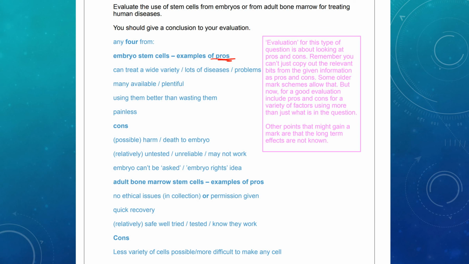So for adult bone marrow stem cells, what are the advantages of these? There are no ethical issues in collection or permission given because the adult has consented. There's quick recovery from the treatment and it's relatively safe, well tried and tested, and they know that they work. But the cons are that these adult bone marrow stem cells do not differentiate or specialize into the variety of different cells that embryonic stem cells do.